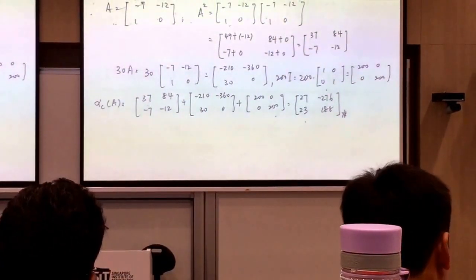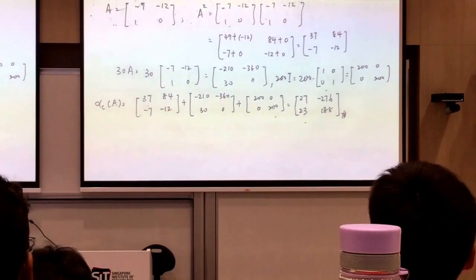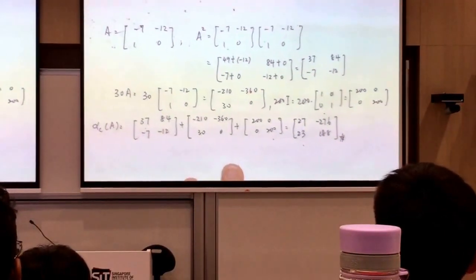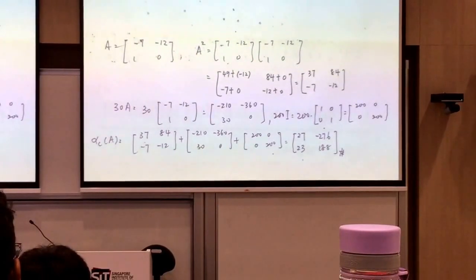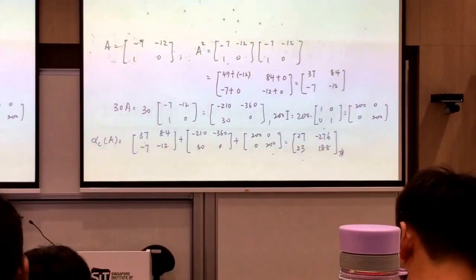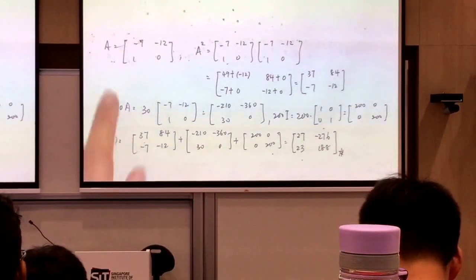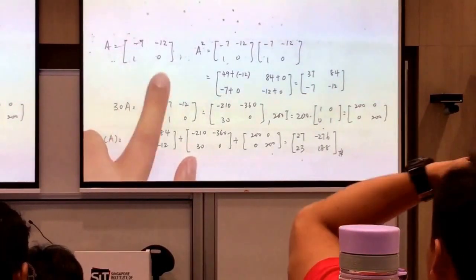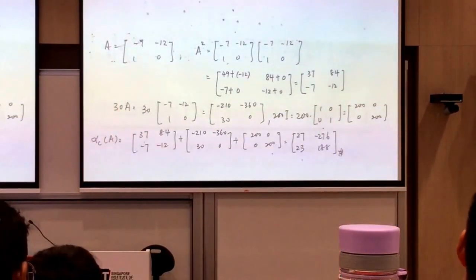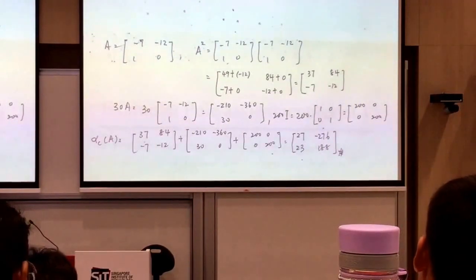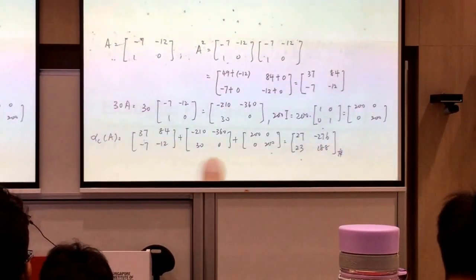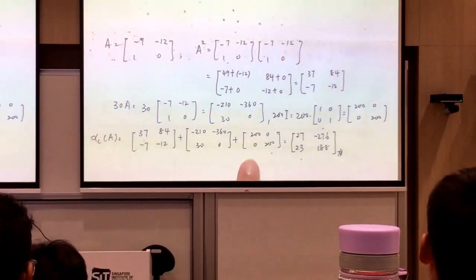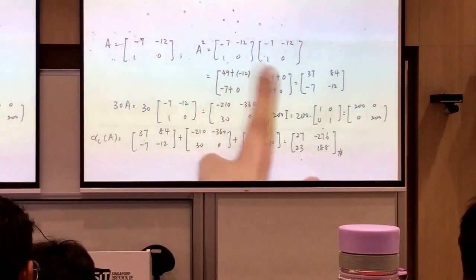Okay? So A is -7, -12, 1, 0, right? So in your equation, you are required to write down A squared plus 30A plus 200I. Wherever there is A squared, A squared will be A times A.